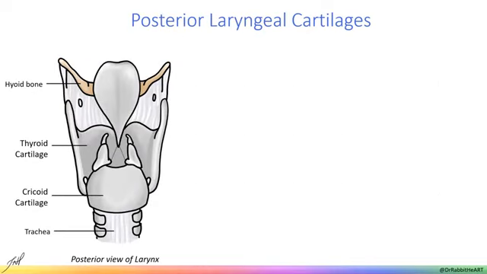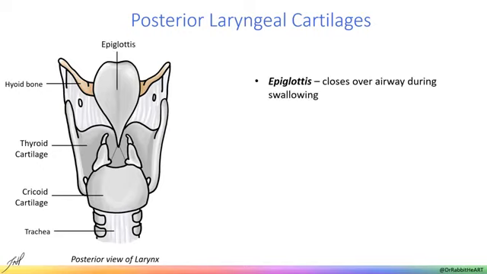Now we are looking at the larynx from the back. Here we can appreciate the wider posterior aspect of the cricoid cartilage and see the full epiglottis. The epiglottis is leaf-shaped and composed of elastic cartilage. It functions to protect the airway during swallowing. Finally, we have 3 sets of tiny paired cartilages.